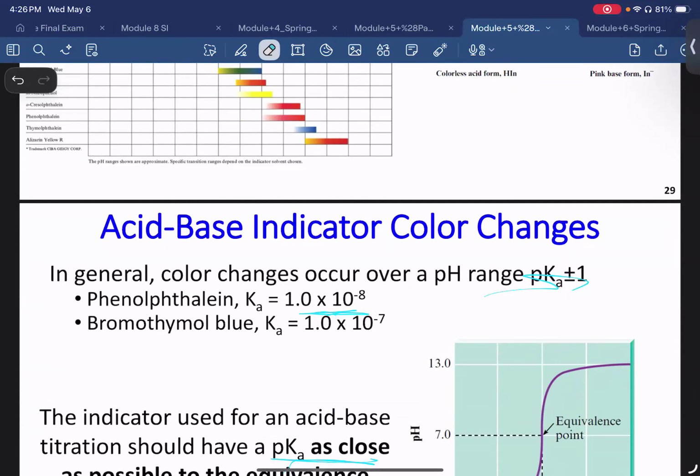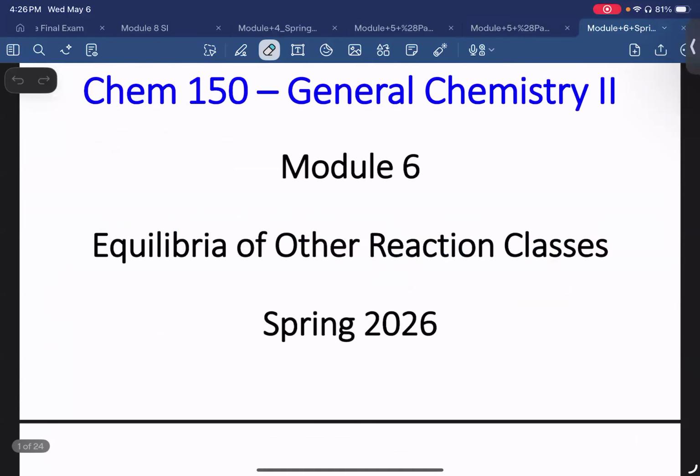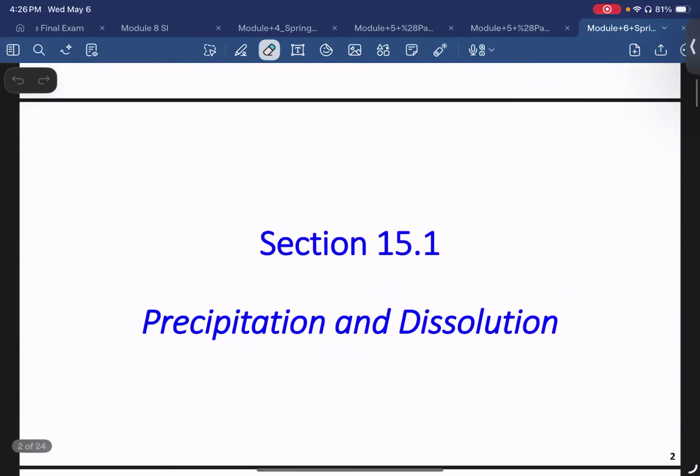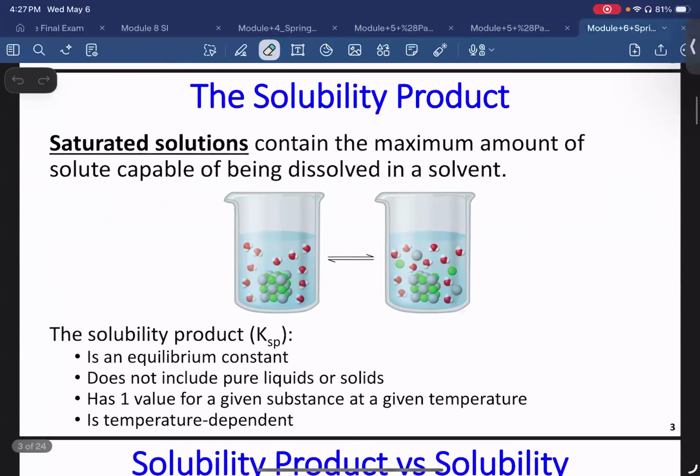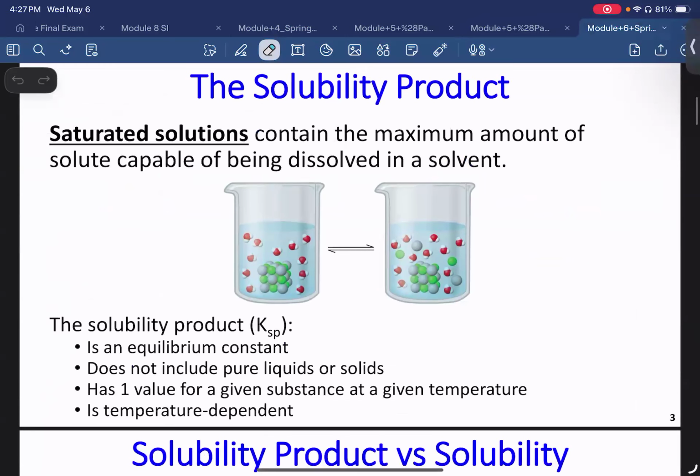Okie dokie. Alrighty, let's move on to module 6. So, precipitation and dissolution. With saturated solutions, we talked about this last SI session, it's basically the maximum amount of solute within the solvent. Ksp is again the same thing as an equilibrium constant, but it deals with insoluble salts specifically. So sp is solubility product.